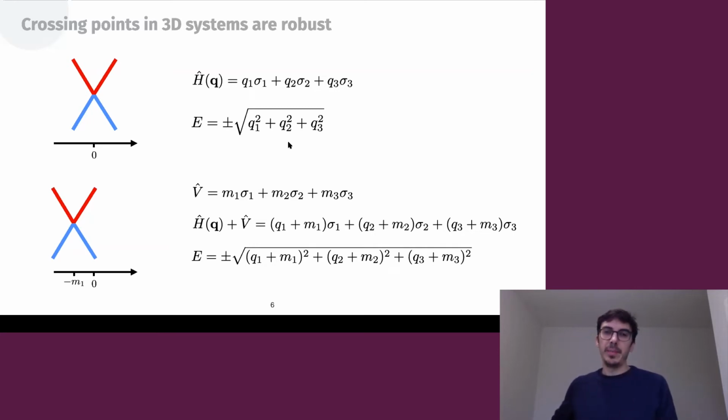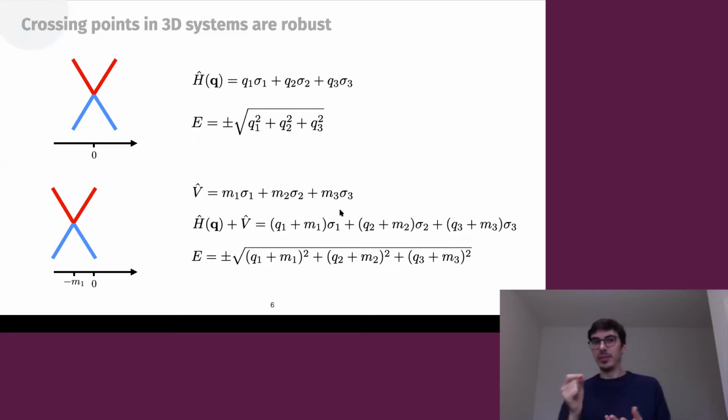Such crossings in 3 dimensions are extremely robust. And the reason for that is because if you imagine adding a perturbation to your Hamiltonian, like I'm doing at the bottom, so this V is a general perturbation potential, then the most general form in which I can write this potential is again something depending on the 3 Pauli matrices, m1 sigma 1, and so on. And then if I add that potential as a perturbation to my original Hamiltonian, then I can see that all that happens is that my crossing point becomes offset. So rather than being at 0, 0, 0, it's now at minus m1, minus m2, minus m3.